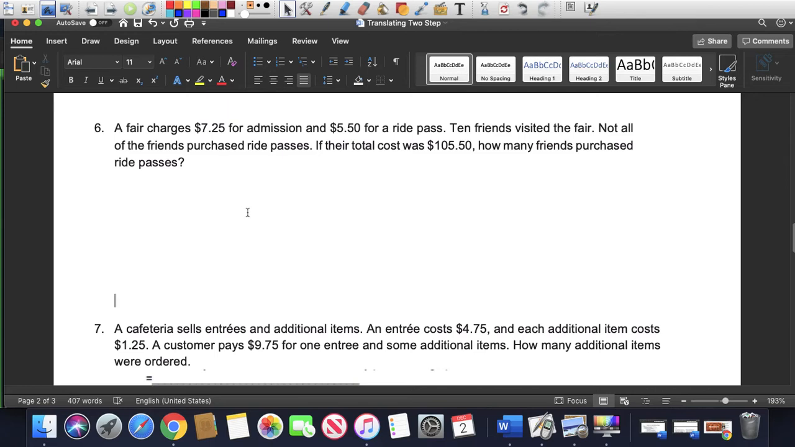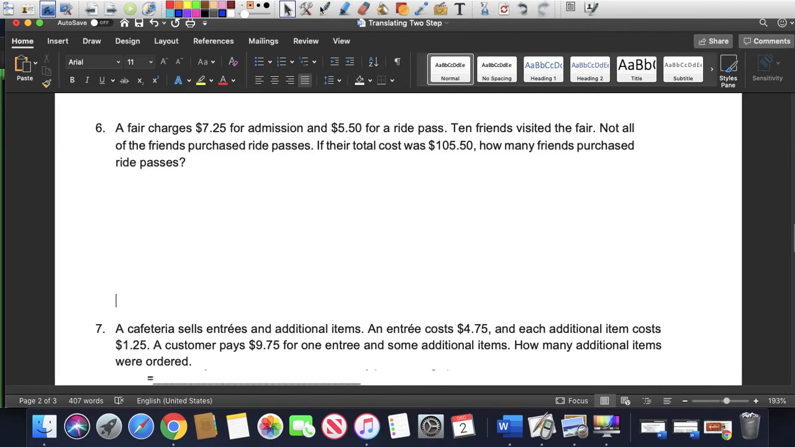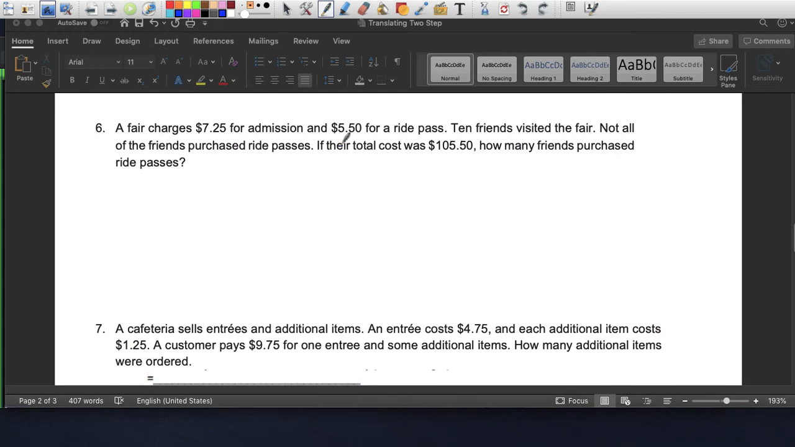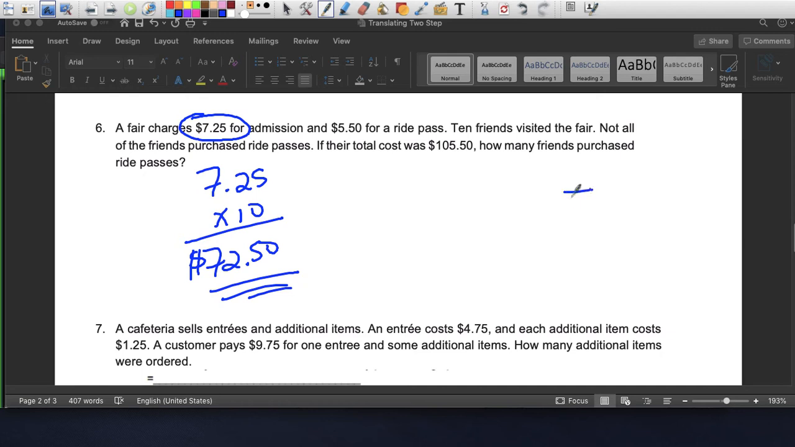How many of those friends bought the ride passes? Well, one thing is for sure. If they all went to the fair, they all then paid $7.25. So I'm going to do $7.25 times 10, which means it's $72.50. So we know for sure that to get in, all 10 of them paid this much. So the total was $105.50. I know they paid to get in, right? Because they all went in.